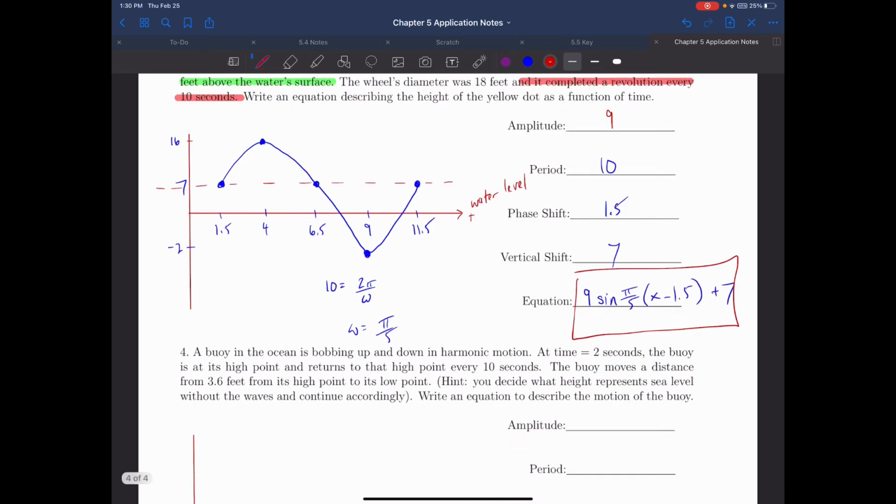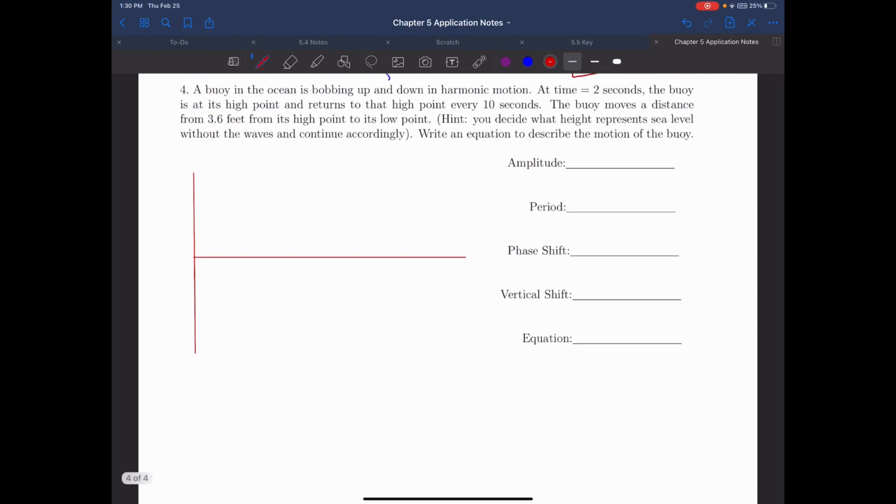Okay, and our last example, and I know this is a lot of examples, but I want you to look at a lot of these so that the homework's easier. So this one is a buoy in the ocean bobbing up and down in harmonic motion. At time equals 2 seconds, I'll just highlight this as I go, the buoy is at its high point and returns to that high point every 10 seconds. The buoy moves a distance of 3.6 feet from its high point to its low point. And it says you decide what height represents sea level without the waves and continue accordingly.